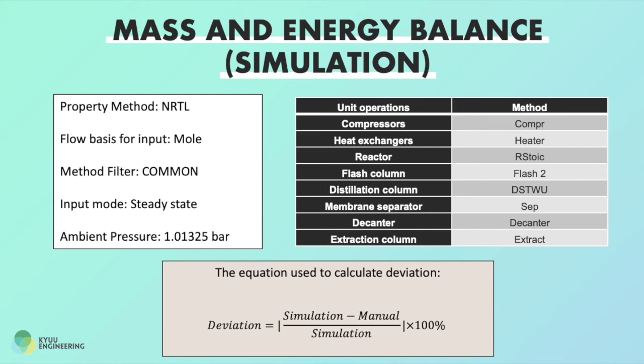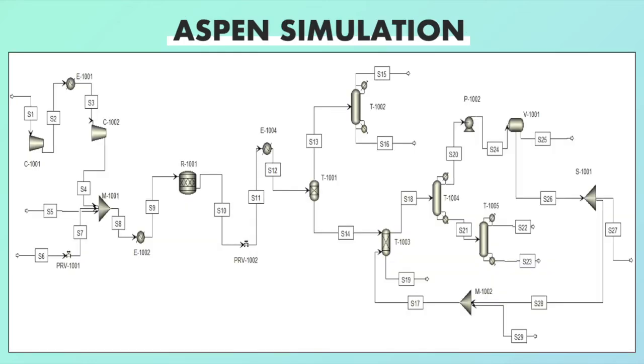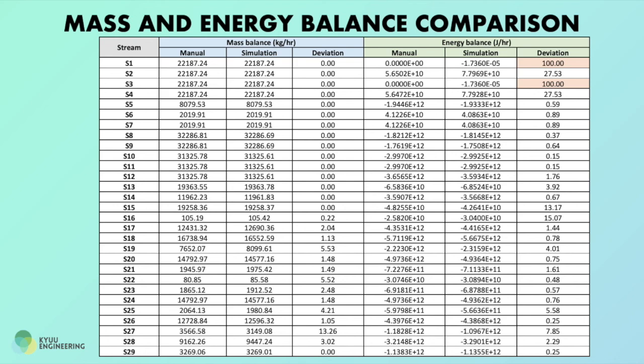After the simulation has been completed, the values for energy and mass flow will be collected and tabulated in Excel for comparison purposes. To calculate the deviation, the equation on the slide will be used. This is the flow diagram obtained from our simulation. This is the comparison between our manual calculation and simulation result. On the left is the comparison between mass balance, and on the right is the comparison between energy balance.